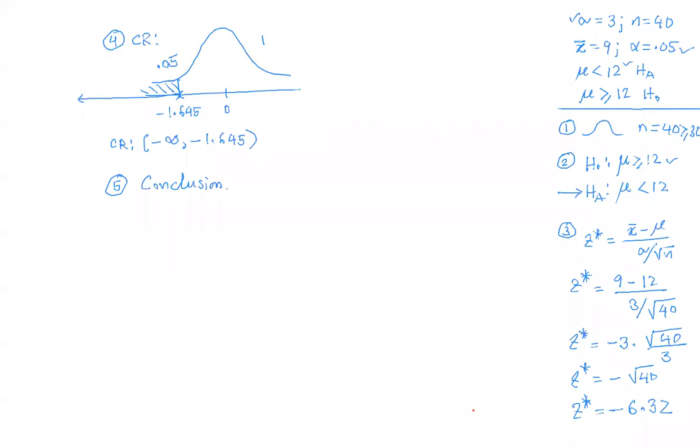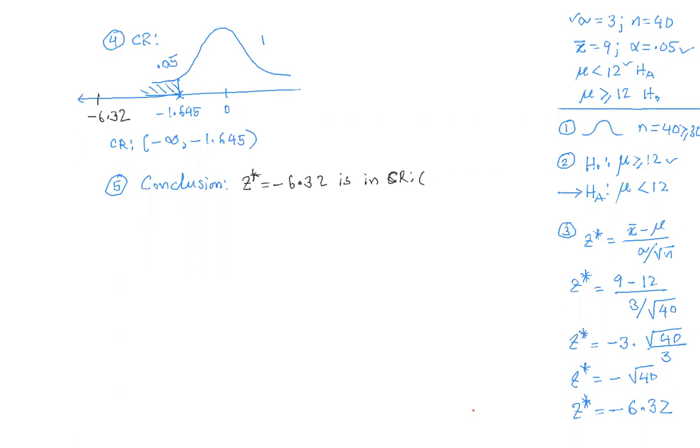Now your test statistic Z star is negative 6.32. So it's going to be somewhere around here, way out there, negative 6.32. Test statistic Z star is negative 6.32, is in the critical region.